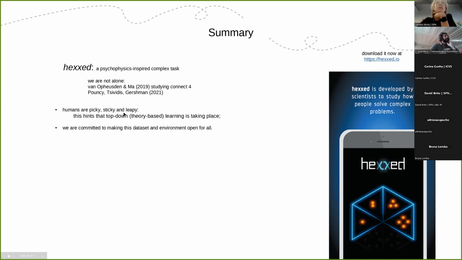We find that humans are picky, sticky, and leapy, and this hints at some sort of tier-based learning taking place. This is what I talked about in the beginning. We have a bunch of priors about the environment and about things like tasks that we solve in the first place or maps of cities, and we seem to be leveraging that type of behavior to solve the tasks. Whereas the same perhaps cannot be said about these artificial neural networks. And just on a last note, we are making this data set and environments open for everyone to download and contribute to, hopefully, in the near future.